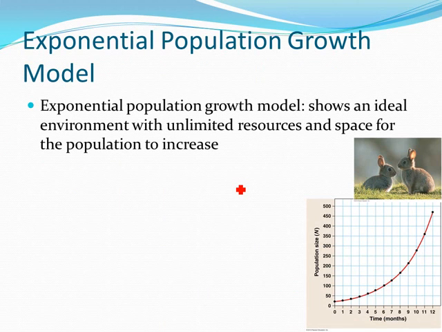The exponential population growth is the ideal environment where you have unlimited resources. However, in real life, we don't have unlimited resources, right? We only have a finite amount. So it's not only unlimited resources, but unlimited space for them to reproduce and let the population increase. So of course, you have a lot more births compared to the amount of deaths, to cause this exponential growth to occur.